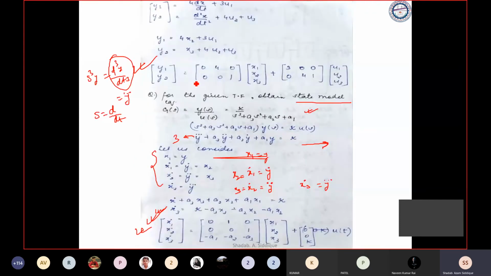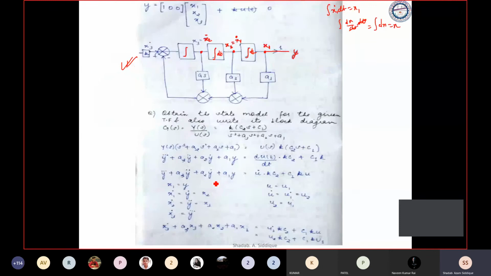Now what was x2 dot? X2 dot was x3. So x2 dot is basically x3, so I'll represent it with x3. Now tell me, if you have x3 here, what is before the integrator? We will have x3 dot. So this should be x3 dot. This is wrong, okay, this should be x3 dot.